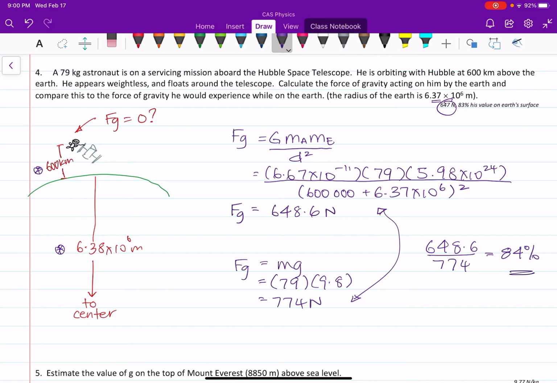All those images, when you imagine that he's weightless, he's actually not weightless at all. His Fg is 84% of the value it has on the surface of the Earth. Remember that concept: weightlessness equals normal forcelessness, right? Fn-lessness. If the Hubble is falling, or orbiting, and he's orbiting, there's nothing to exert a normal force on him. So he has no normal force, so he has no sensation of weight.